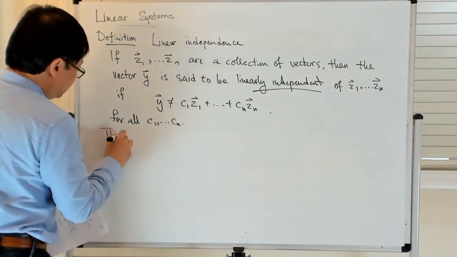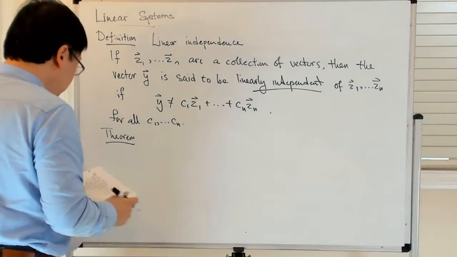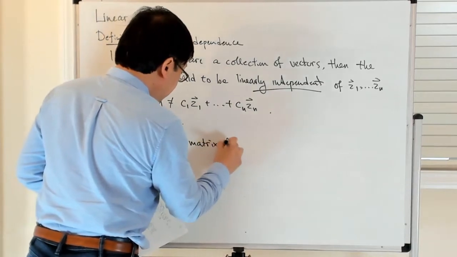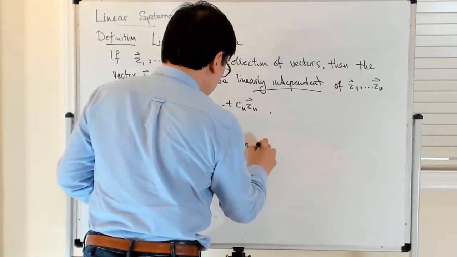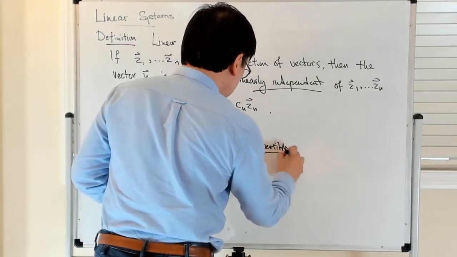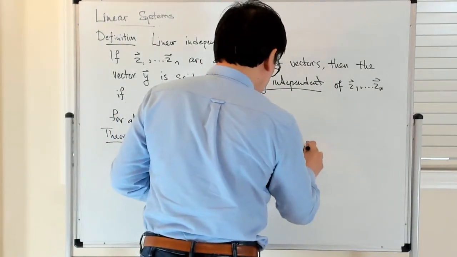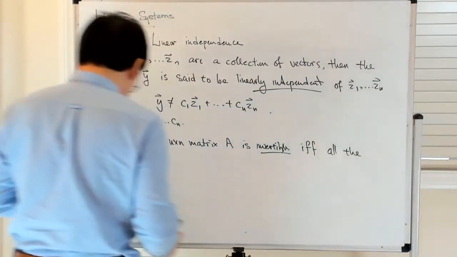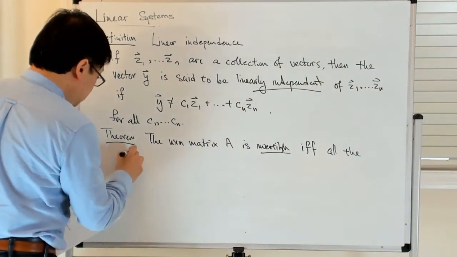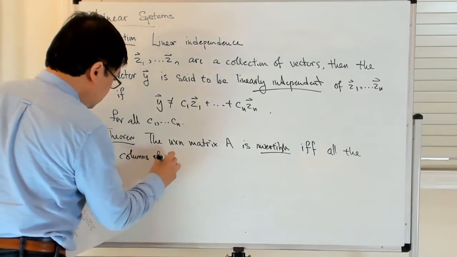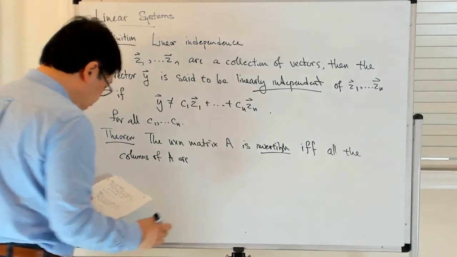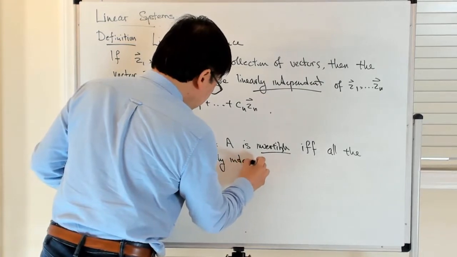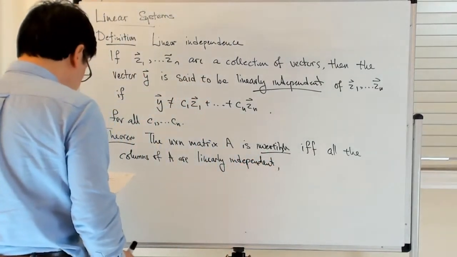Okay, so let me state a theorem. The n by n matrix A is invertible if and only if all the columns of A are linearly independent and all the rows are linearly independent.